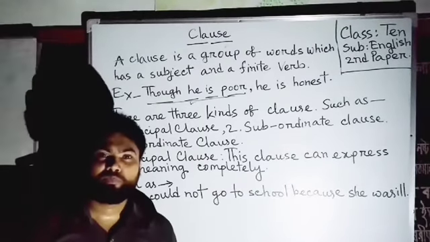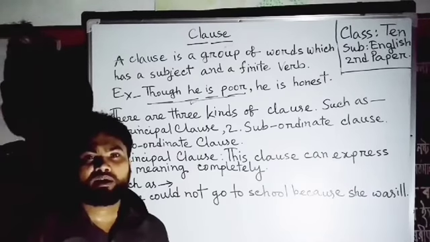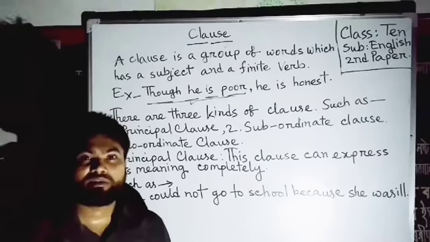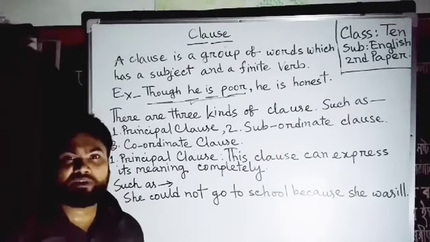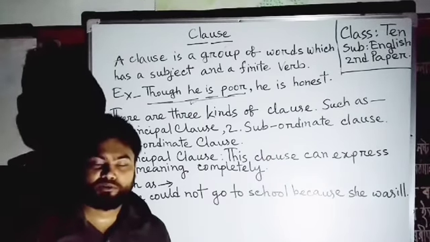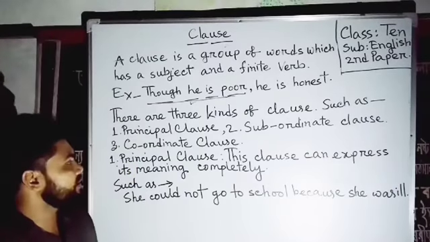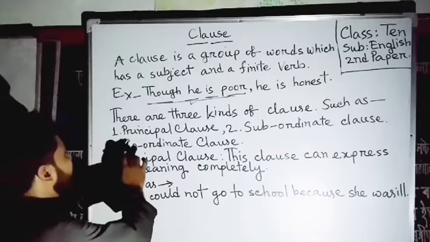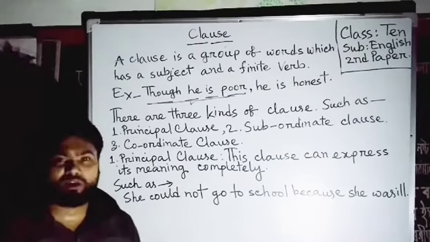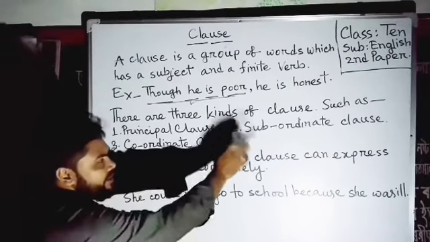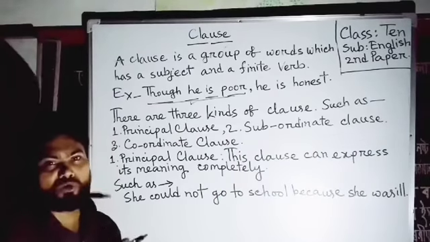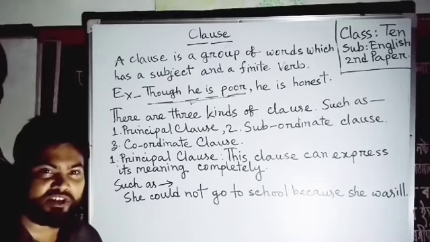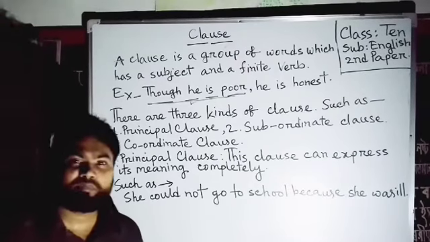Now we have to know how many clauses there are in English grammar. There are mainly three types of clause. You can see number 1, principal clause, subordinate clause, and coordinate clause. Now, dear student, let's see what is a principal clause.